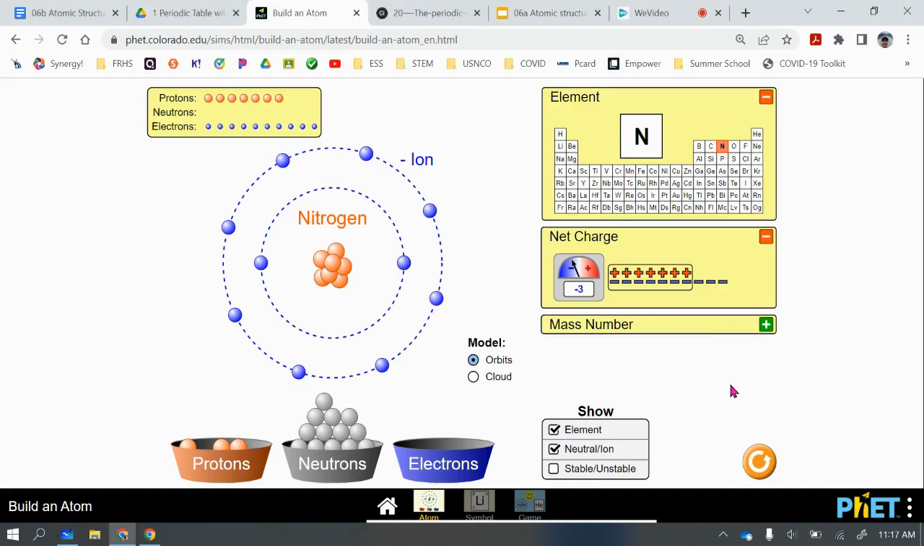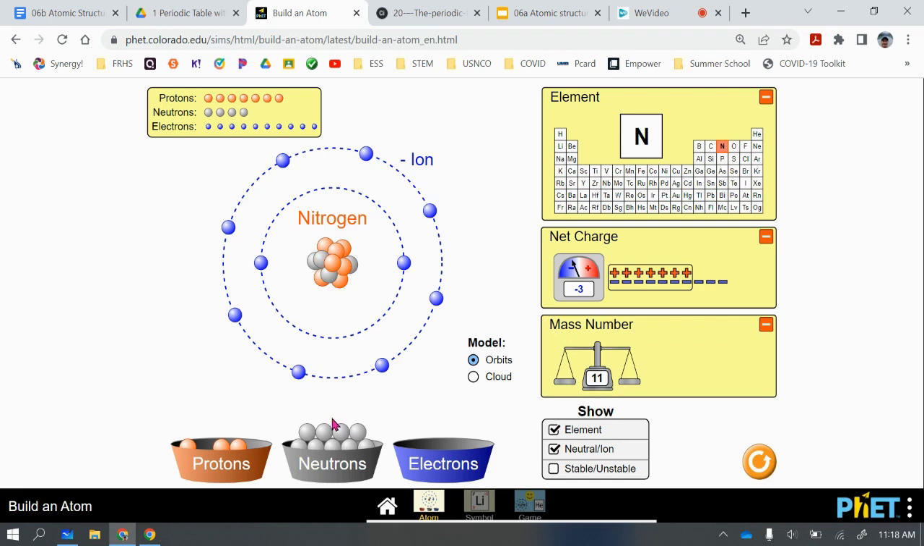So now let's go ahead and do that. Let's leave it nitrogen with a 3 minus charge, and let's make it nitrogen 15. Nitrogen 15, that's a -3 ion. Pause and go. Okay, so all I'm doing is adding the neutrons to the nucleus until I get to the correct mass number that I asked you for, which is 15.